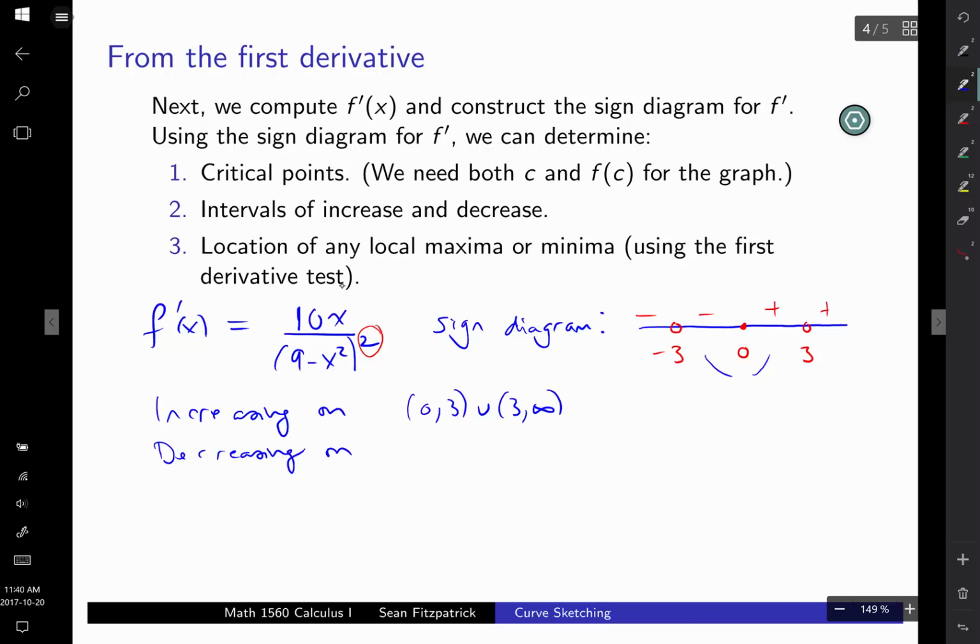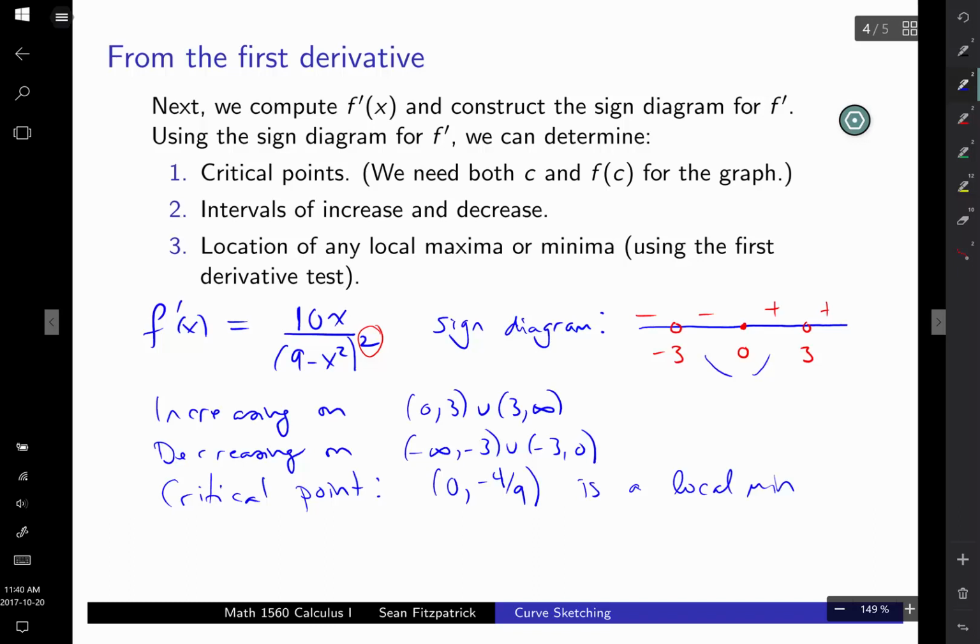Okay? And similarly, I'm decreasing from minus infinity to minus 3, and from minus 3 to 0, and I have a critical point when x is equal to 0, and remember that when x is equal to 0, we worked that out, that was our y-intercept. Y was equal to minus 4 over 9, and now we can see that because we're going from decreasing to increasing, this is a local minimum. Alright, so that's all the information that we can really extract from the first derivative.